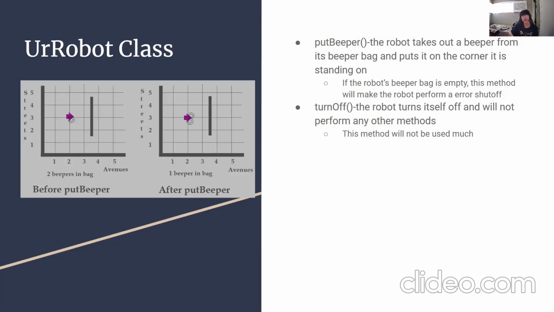And then our final method is just turn off. This method won't be used as much because you're just turning it off, and it doesn't have that much functional value, but it just turns itself off. It's like performing error shutoff without the error. It's not actually an error; you're trying to actually make it do it.